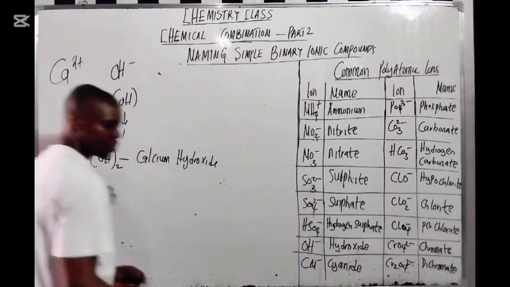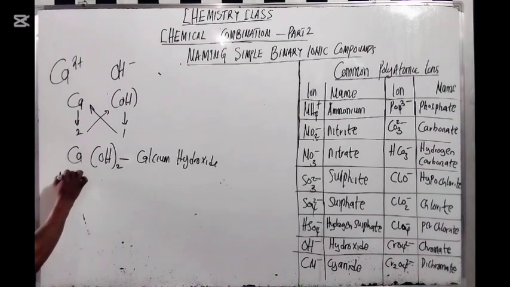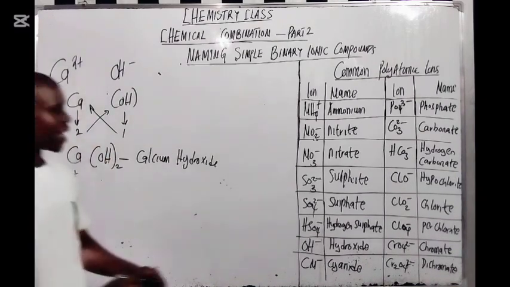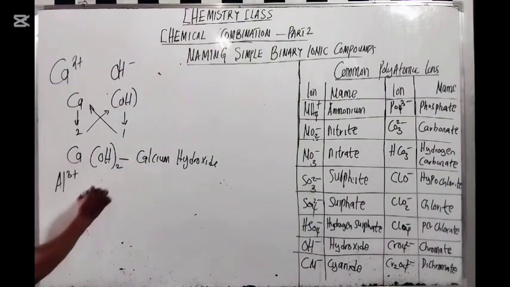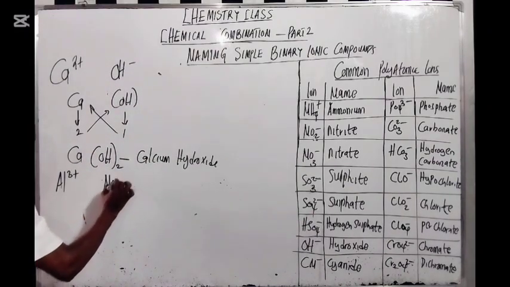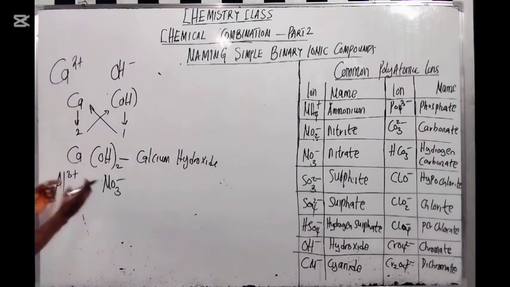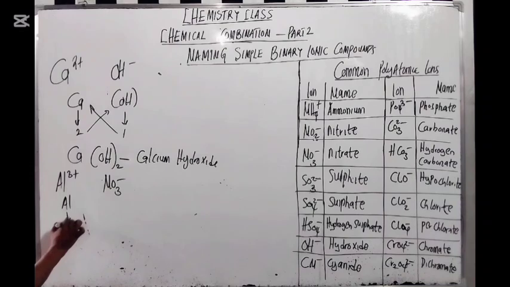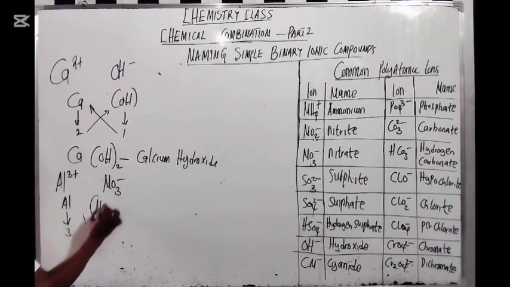So the name of this one is called calcium hydroxide. Now let's take another one. For example, here we have Al3+, aluminium. Now let's take one of these here, let's say NO3−. Now what will happen here is we want to combine them together. Here we have Al, which is 3. There you have NO3. Can you see that?